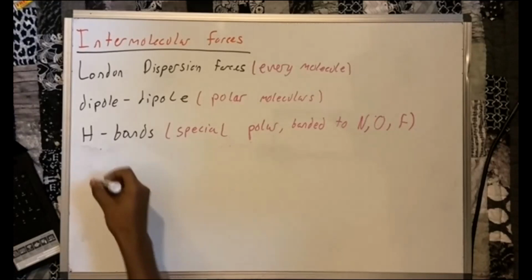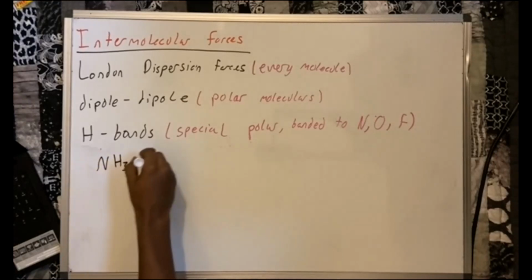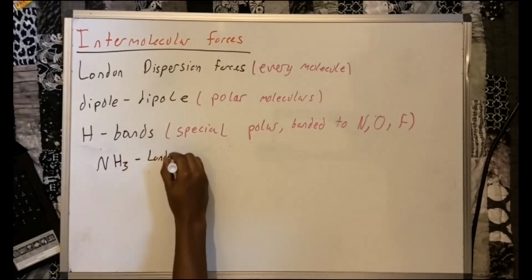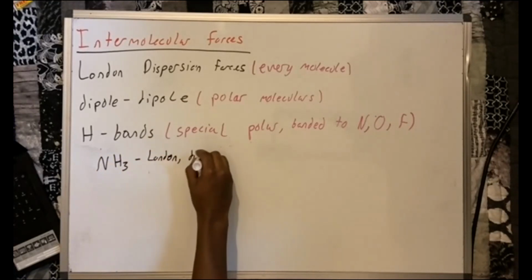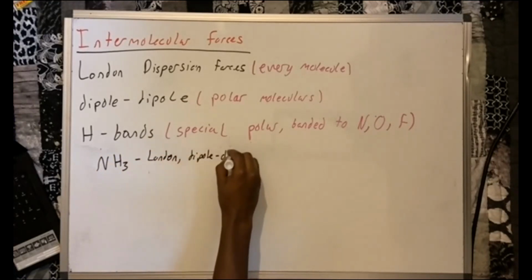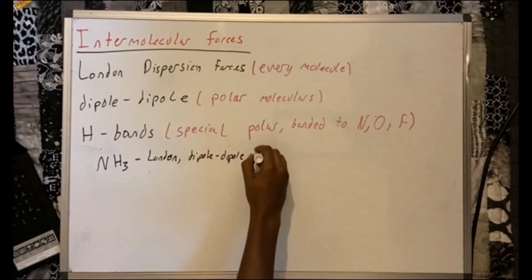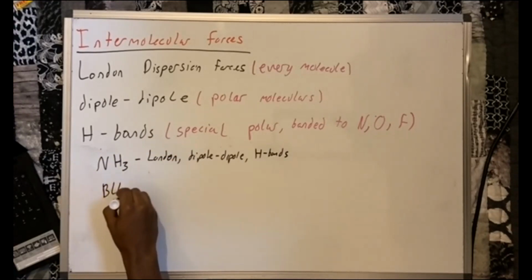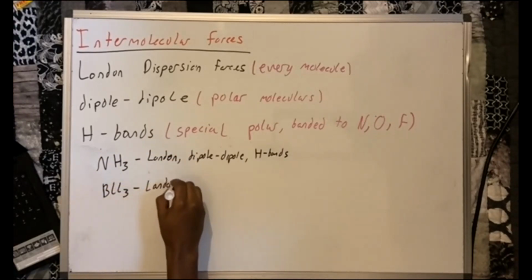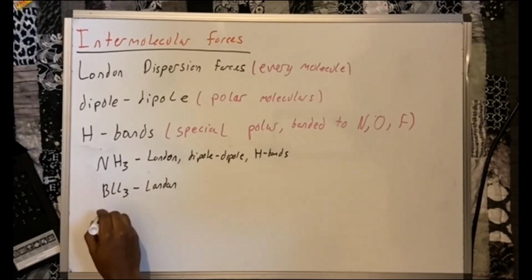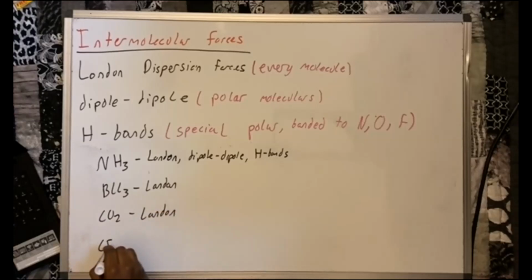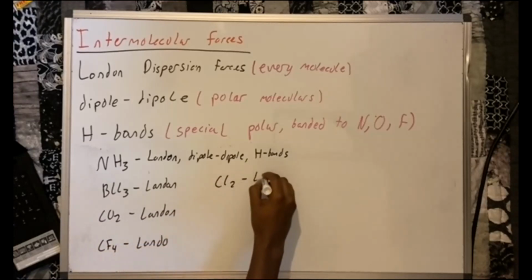Okay, so we had NH3, which we knew was polar. We knew it had London, dipole, and H bonds. We had BCl3, which had London. We had CO2, which also had London. We had CF4, which just had London again. And we had Cl2, which had London. Okay.